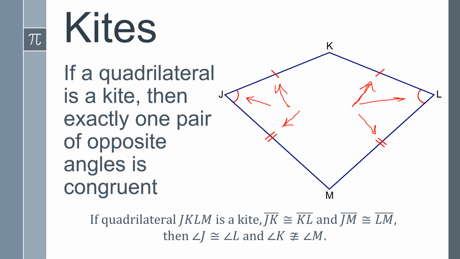And we can prove that very simply by, we draw a line right here. Those two triangles are congruent by side, side, side. Therefore, those opposite angles would now be congruent by CPCTC.